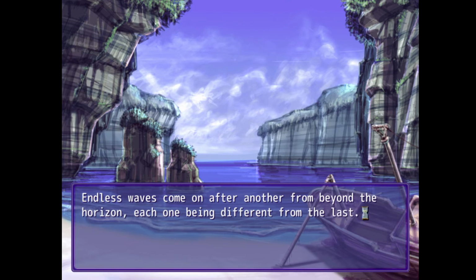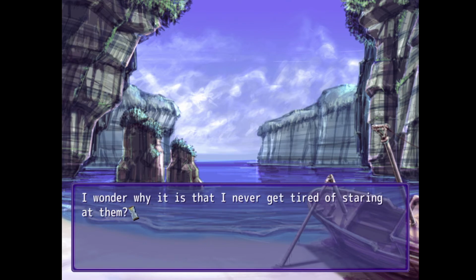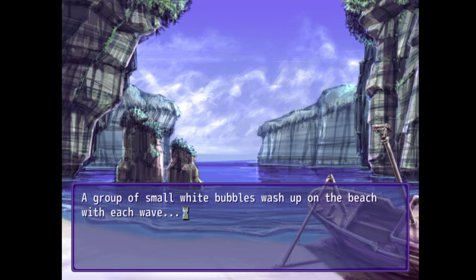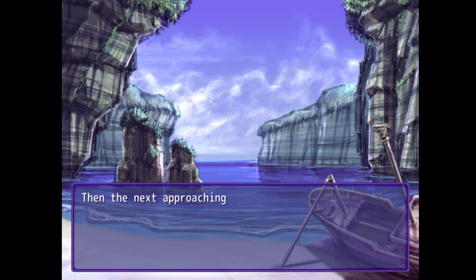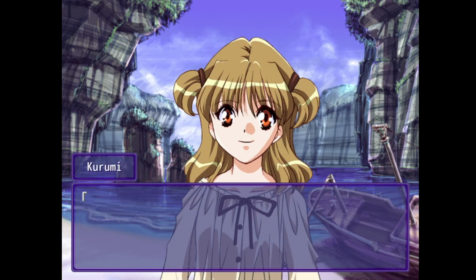Endless waves come one after another from beyond the horizon, each one being different from the last. I wonder why it is that I never get tired of staring at them. A group of small white bubbles wash up on the beach with each wave. The next approaching wave will swallow them up, leaving no trace of them behind.